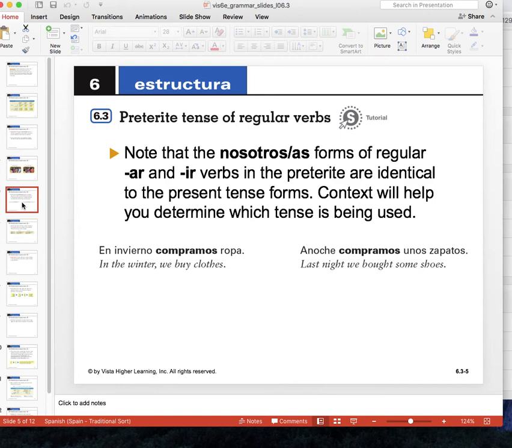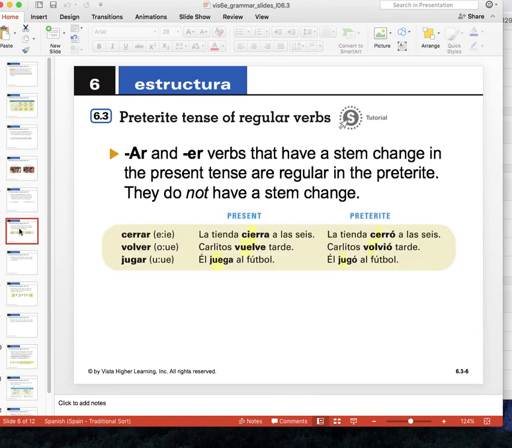Something else I also had already pointed out is that the nosotros forms for AR and IR verbs, the preterit and the present, are the same. So context helps you determine that. In this example, we say, en invierno compramos ropa. In the winter, we buy clothes. This is something that we habitually do. But here we say, anoche compramos unos zapatos. This word anoche means last night, and that's telling our listener that we're talking about the past. Last night we bought some shoes.